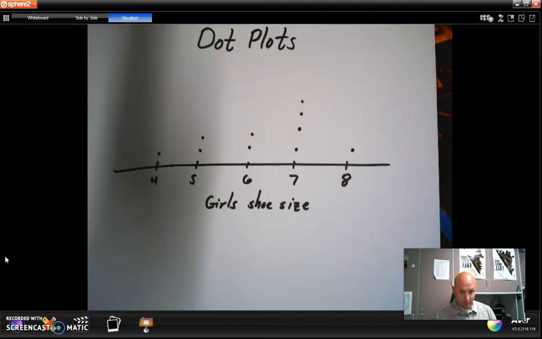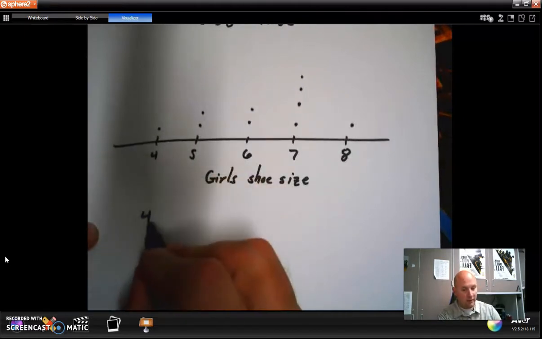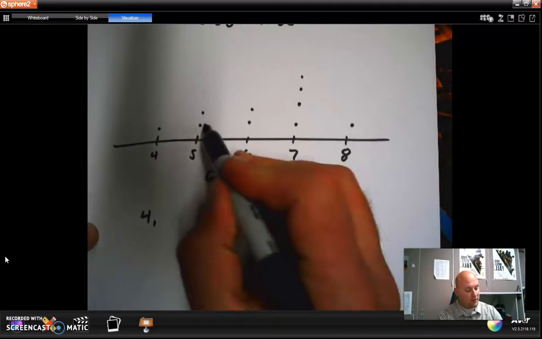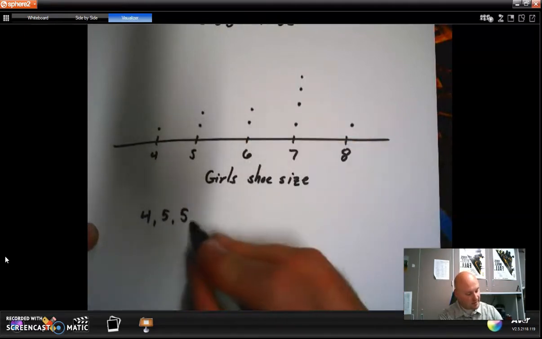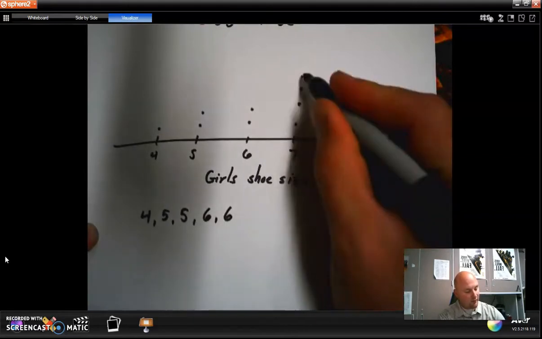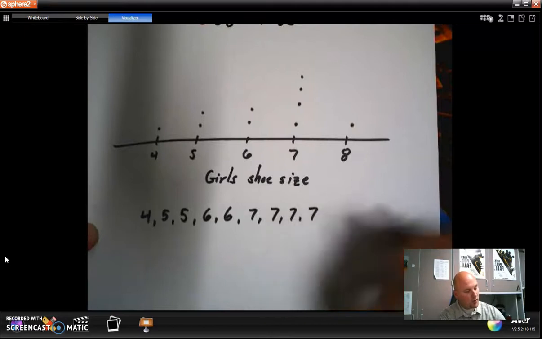Now, we want to find the mean, median, mode, and range from this dot plot. It's actually pretty simple. Each dot represents a data point. So for example, I have 1 four. I have 2 fives. I have 2 sixes. I have 4 sevens: 1, 2, 3, 4. And I have 1 eight.